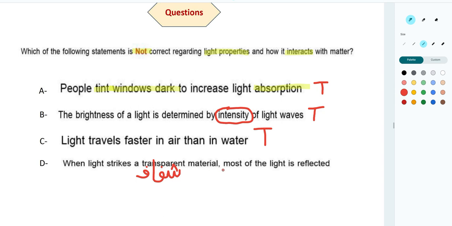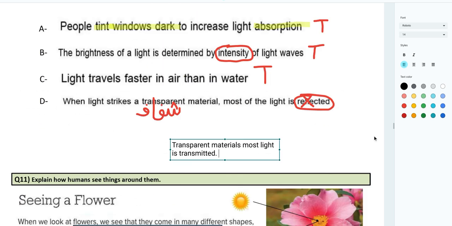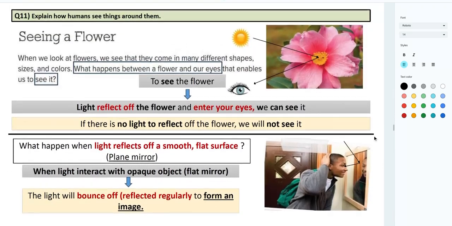Transparent shafaf material, most of the light is reflected. No, that is false. We know that when we're dealing with transparent materials, most light is transmitted. So transmission is the main interaction that happens with our transparent materials. So this one we know is false. Okay, so let's go to the next outcome.